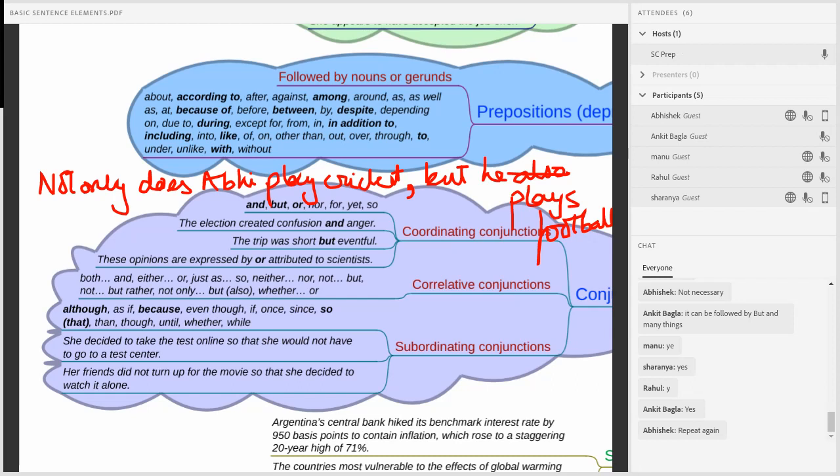But the point we're discussing right now is that, see, you've got a clause over here. Clause is a subject verb combination. On the right hand side, also, you have a clause, subject verb combination. When this happens, when not only but also joins clauses, you can drop the but also. The word but also can be dropped. So you will end up with this. Not only does Abhishek play cricket, he plays football. And the sentence is absolutely fine.